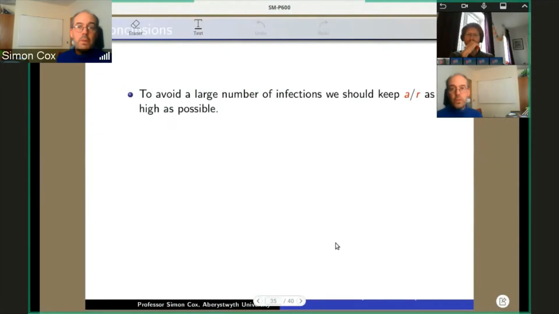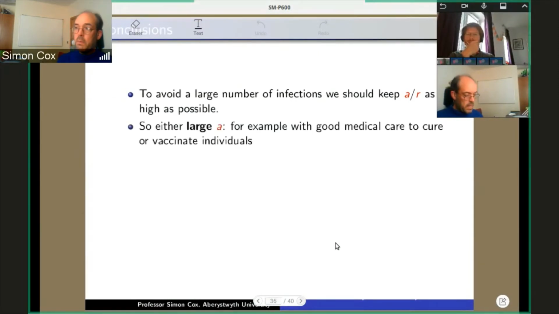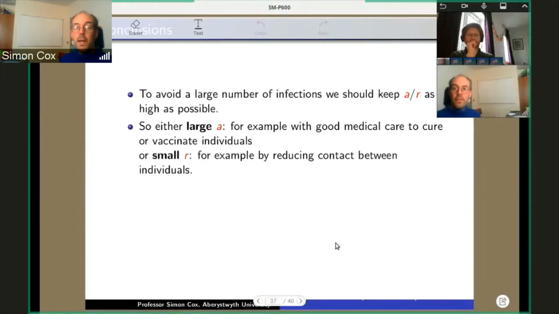To avoid a large number of infections, we keep A over R as high as possible. What does that mean? Some of you have been trying to answer this in the chat. Either we keep A large, that's with good medical care. A good removal rate means that people are cured very quickly, or they're vaccinated. Or we can have large A over R by having R small, and that means reducing contact between individuals.